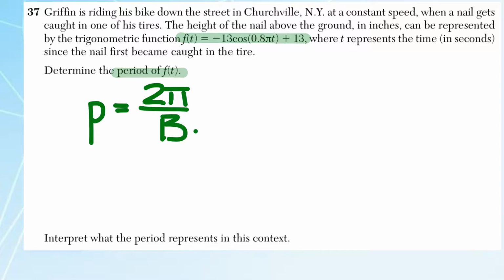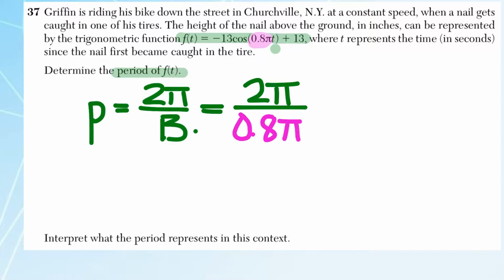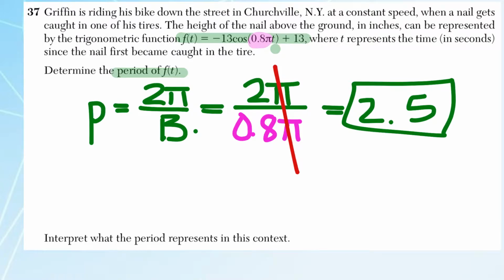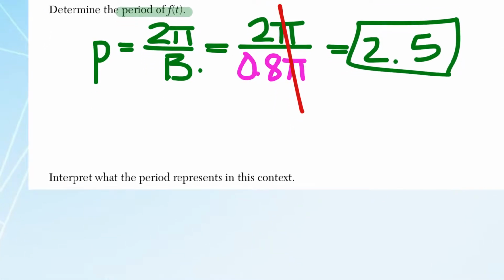where b represents our coefficient in front of the t here, which is 0.8 pi. That number right there. So working this out, we're going to get 2 pi over our b value of 0.8 pi. So our pi's will cancel out, and if we calculate 2 divided by 0.8, we get 2.5. So that's our period.